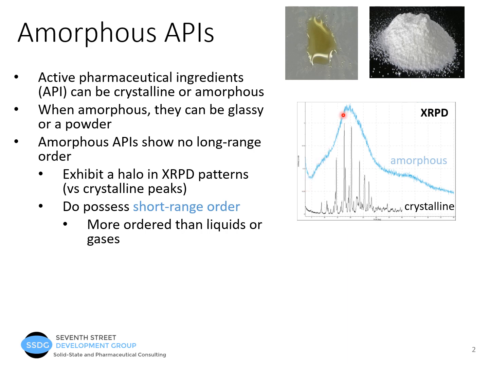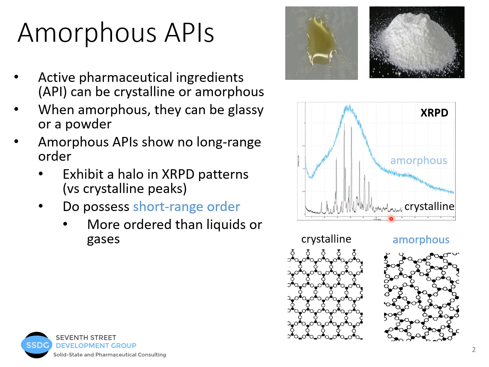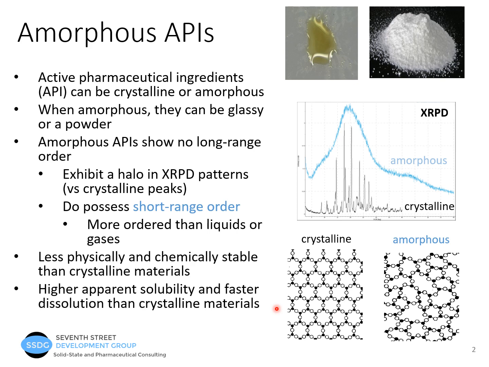Now, amorphous APIs will not show the long-range order that you see in crystalline materials. So what you'll end up getting is a broad halo shown here versus very distinct peaks that you would see from crystalline materials. However, they do possess some short-range order, which can look something like this. And you can see that it's not as specific as a crystalline material. So it's more ordered than liquids or gases, but not as ordered as crystalline materials.